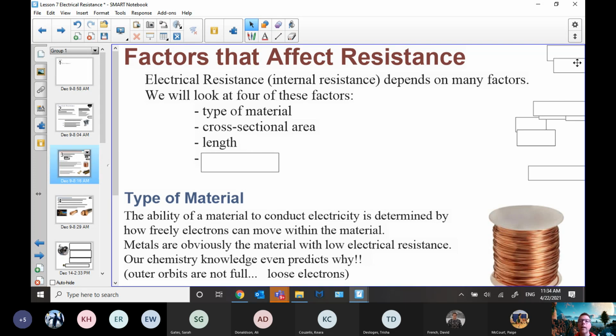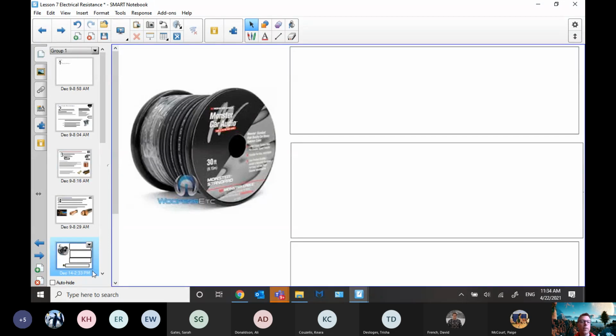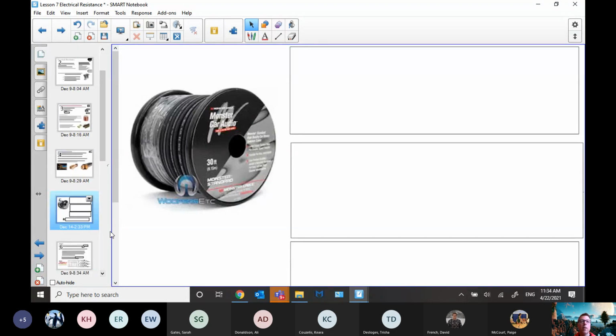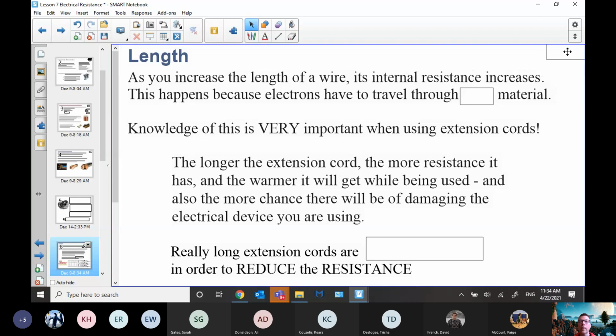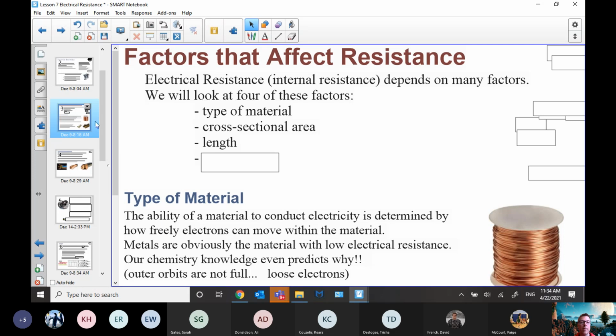Another factor is the length. The longer the cord is, the more resistance there is. I'll come back to that page in a second. The longer a cord is, the more resistance it's going to have. So if you're making point form notes about this on a page, in case I ask you anything about resistance at some point, it's fair game.